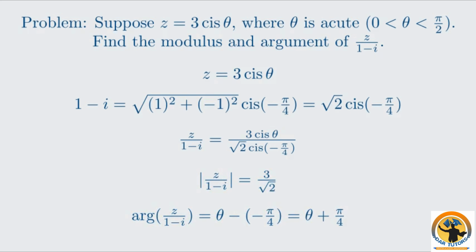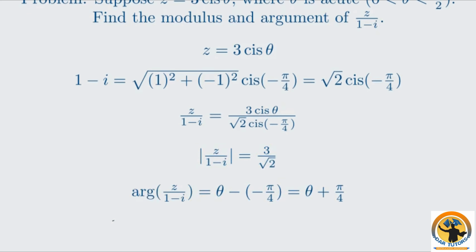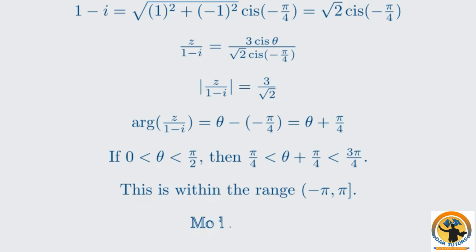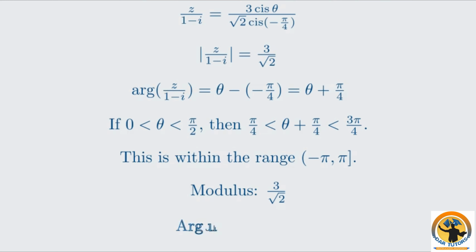Let's just quickly check that this argument is in the principal range. Since theta is between 0 and pi over 2, the argument theta plus pi over 4 must be between pi over 4 and 3 pi over 4. This is within our range of negative pi to pi. So, our final answer for the modulus is 3 over root 2, and the argument is theta plus pi over 4. Notice that we've found the result in terms of the given variable theta. This example shows how polar form allows us to simplify complex expressions involving division and also to work with angles in the principal argument range.